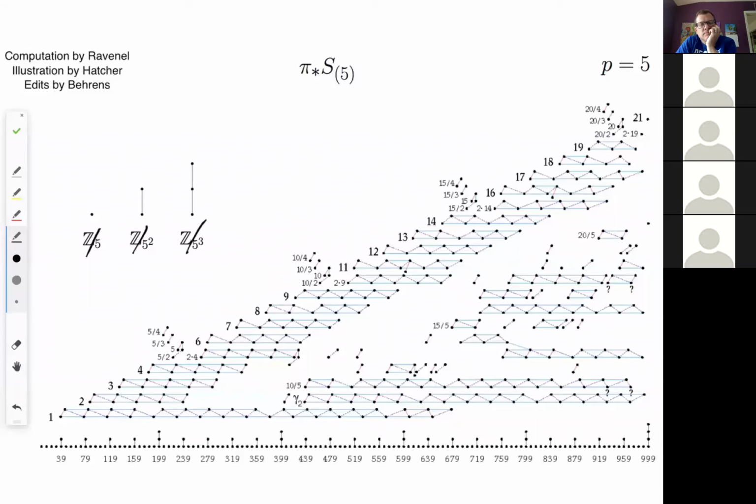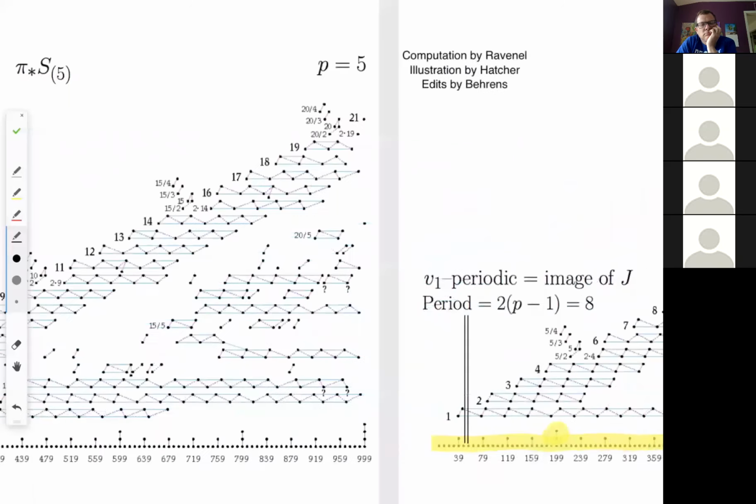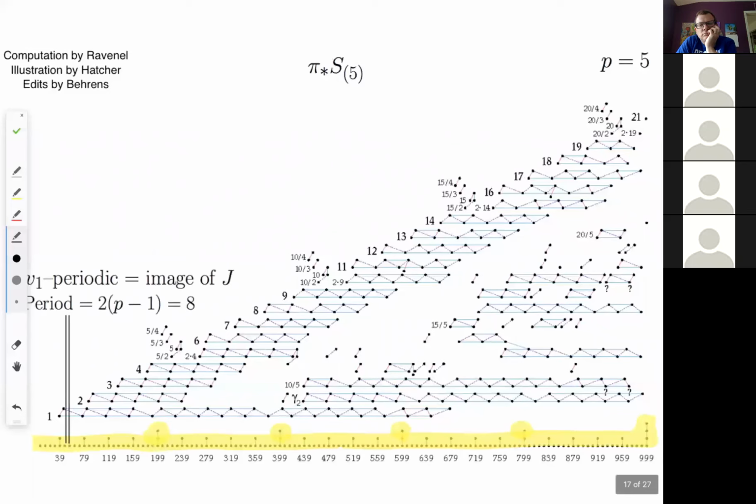Okay, so one dot here is just a Z mod 5. Here you have pi star of the 5-local sphere, and a dot is a copy of Z mod 5. Two dots connected by a line is a Z mod 5 squared, and so on. So now in the bottom line, you'll recognize the image of J. These highlights are Mark Behrens' highlights. So in the bottom here, you have the image of J, and that's the V1 periodic families.